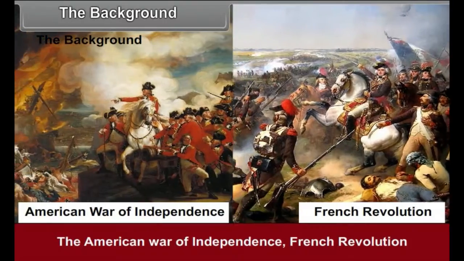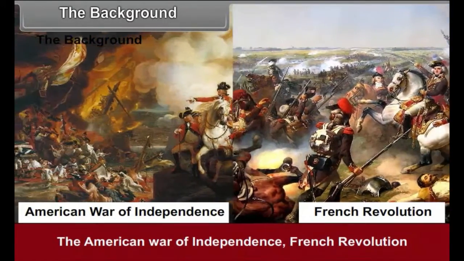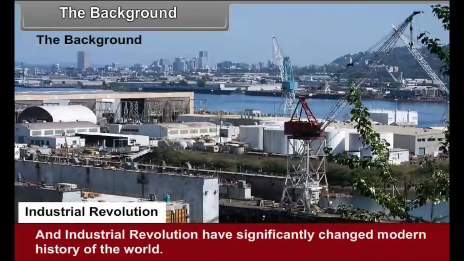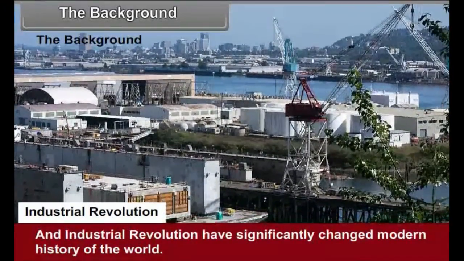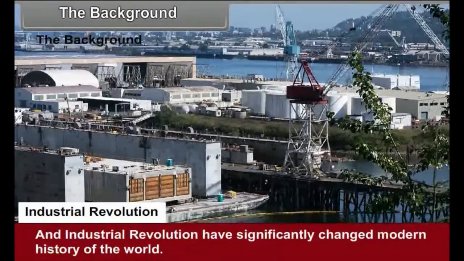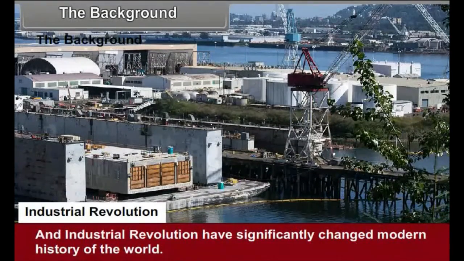Chapter 1. Imperialism. A. Geographical Discoveries and Imperialism. The background. The American War of Independence, French Revolution, and Industrial Revolution have significantly changed the modern history of the world.